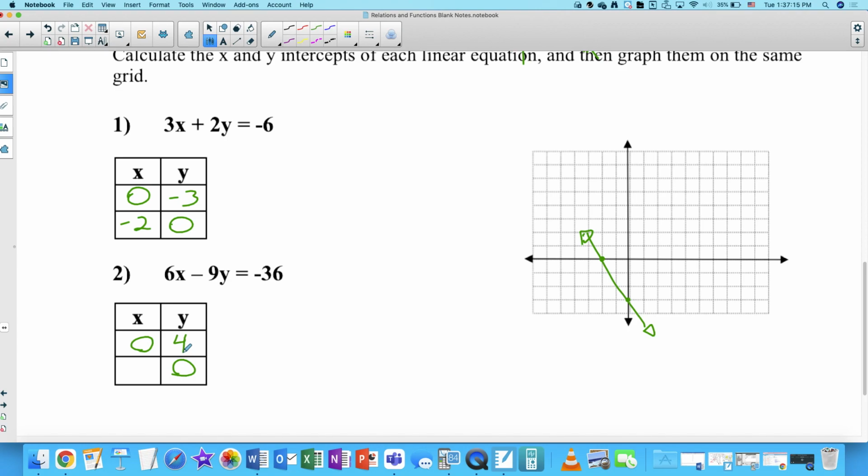When y is 0, I'm solving this: 6x equals -36. What's x? -6. Okay, so I have to plot those two points. -6, 0, and 0, 4. There we go. There's the second one.